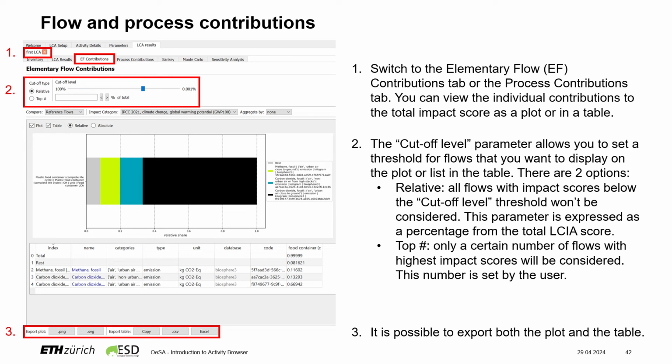Same goes for the process contributions. Here as well, you have the same cutoff level, you have the top contributing flows, so you can also choose to which extent you want to see which processes contribute to your total impact assessment score.